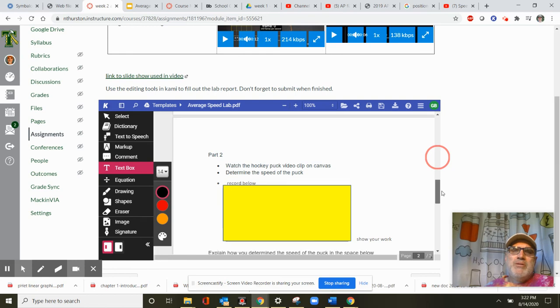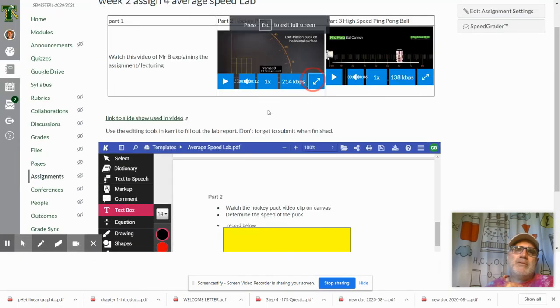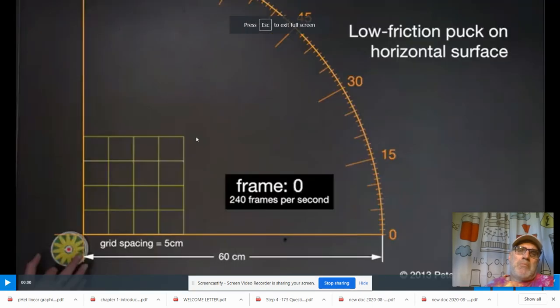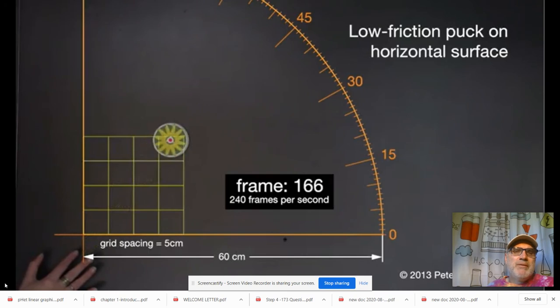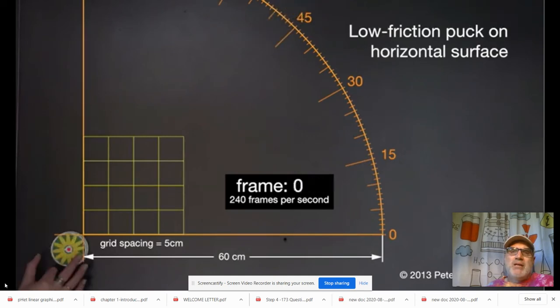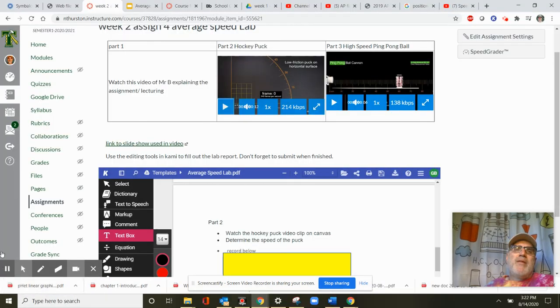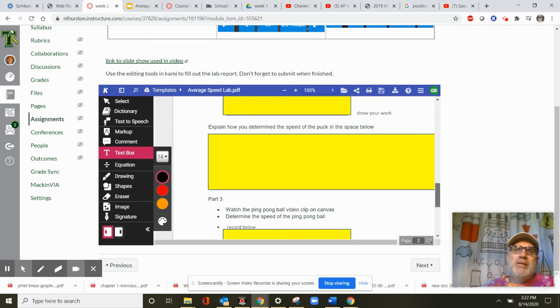And then in part 2, you're going to watch the hockey puck video, which is here. It's just a really short little video somebody made. Whee! So what I want you to do is figure out how fast that hockey puck is going. They give you some information regarding its distance and its time. How fast is that hockey puck going? So figure that out, record your answer in the yellow box, and then explain to me in the big yellow box how you did it.